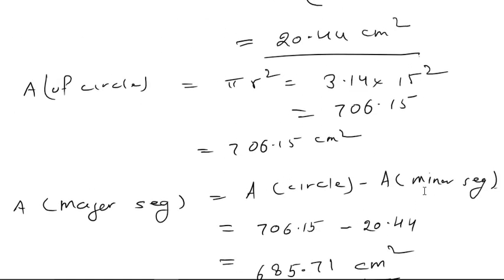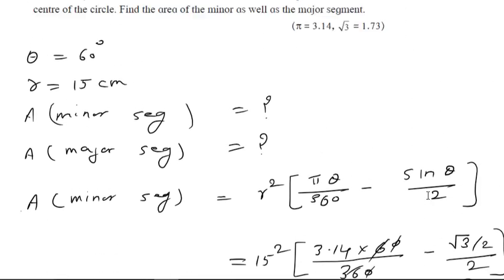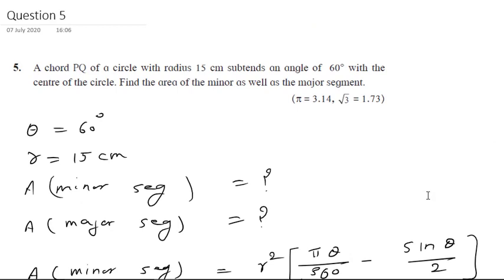So this is how we solve all the problems related with area of segment. Okay, so we have not discussed the concept, but area of segment is area of sector minus area of triangle. The formula for area of triangle is half into r square sin theta, right?